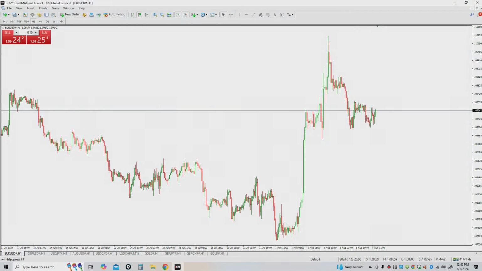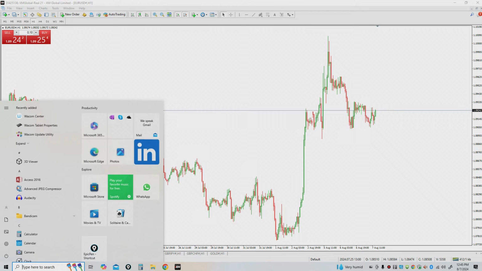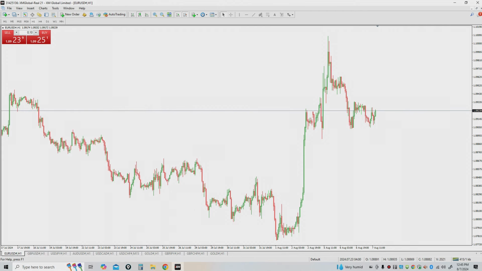Come here, I have my currency pair. I have the EUR/USD currency pair right now, so I will be sharing with you what is going to happen next. This is my real account, XM Ultra Low Standard account. First things first, I will tell you that the market on EUR/USD is at an all-time high right now.